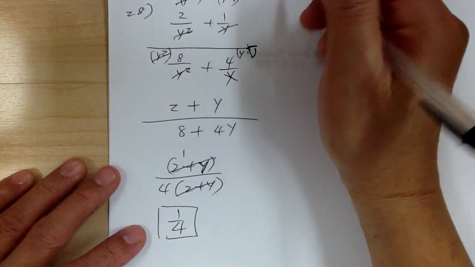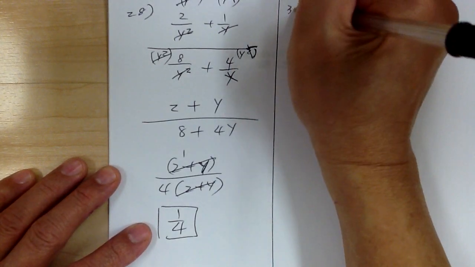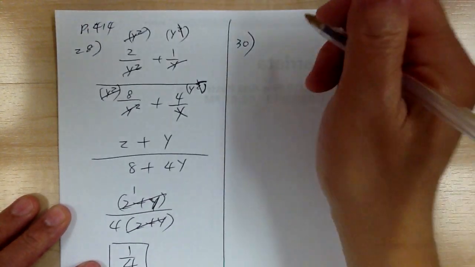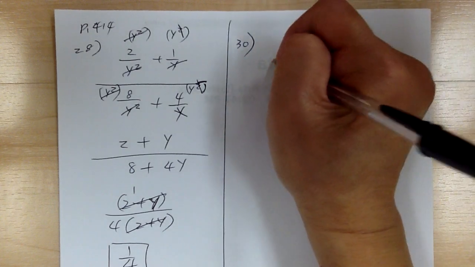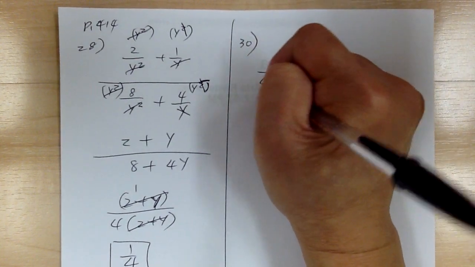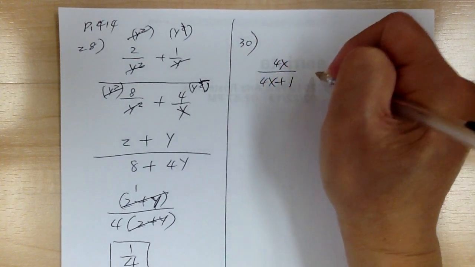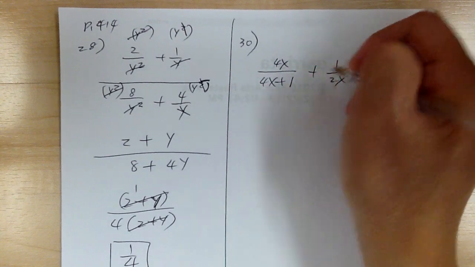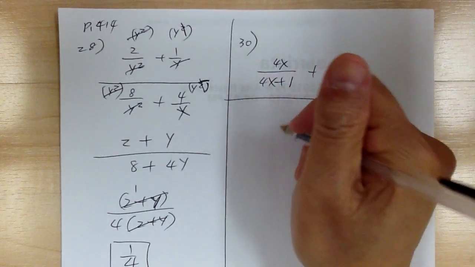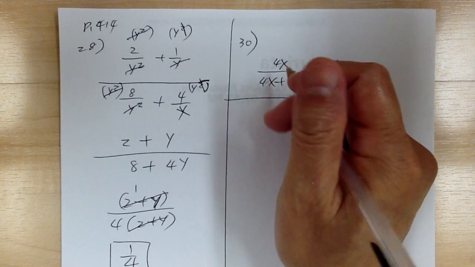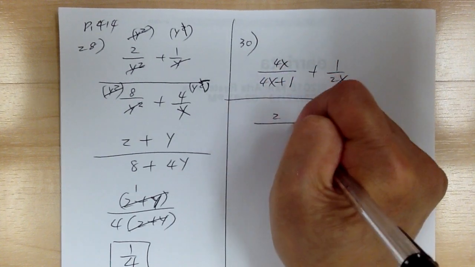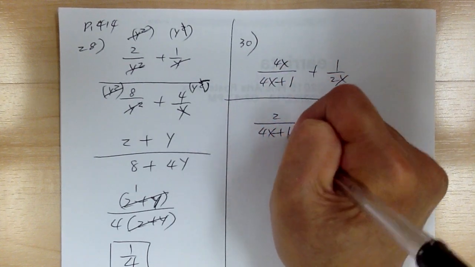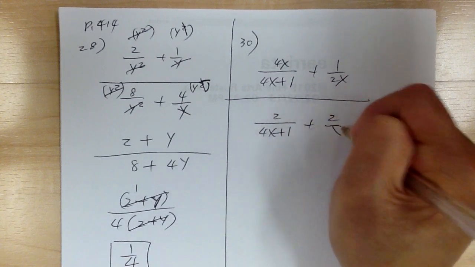Okay, let's go to number 30. Number 30, you have 4x over 4x plus 1, over 2x, divided by, now make sure you give yourself enough room to write all the stuff. So you've got 2 over 4x plus 1 plus 2 over x.